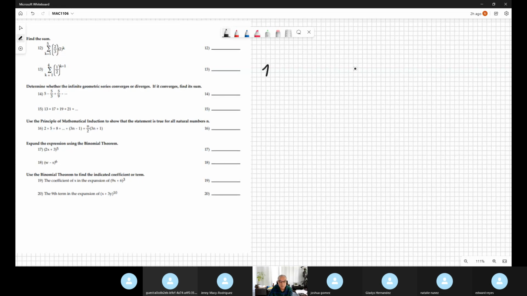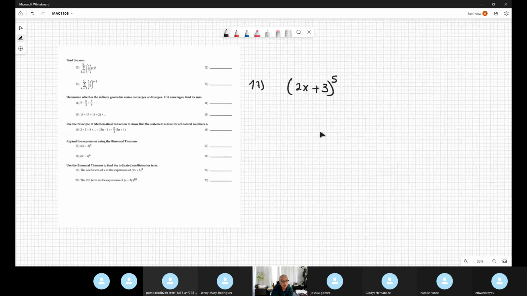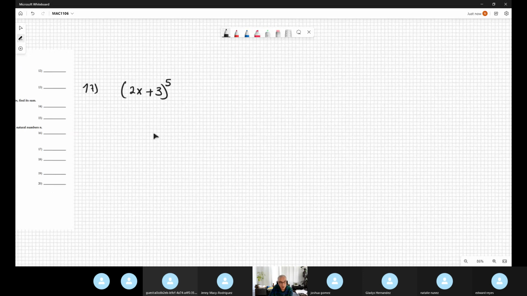17. 17 is 2x plus 3 to the 5th power. Okay, so there is a formula to expand: the binomial theorem. Of course, we could do the traditional way, multiply 2x plus 3 times 2x plus 3, five times, but this is crazy. No. What is the formula for the binomial theorem?